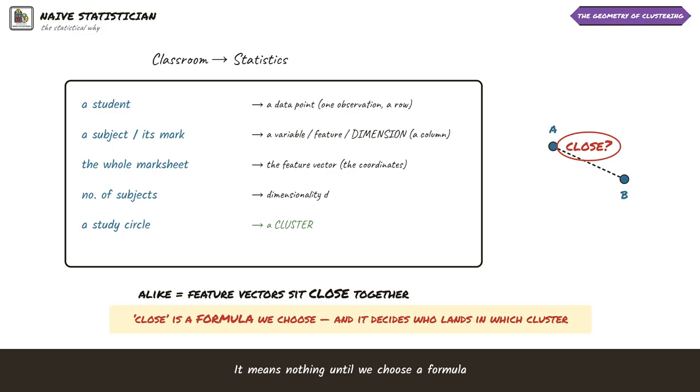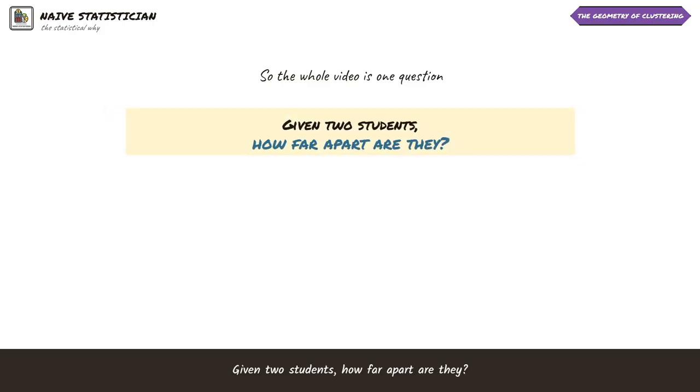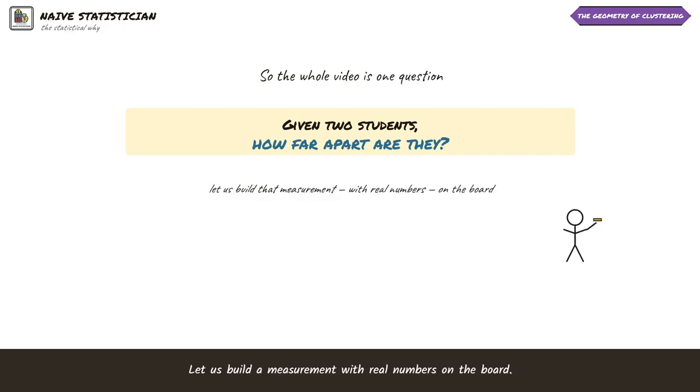It means nothing until we choose a formula for the distance between two feature vectors, and that choice quietly decides who lands in which cluster. So, everything ahead is really one question. Given two students, how far apart are they? Let us build the measurement with real numbers on the board.